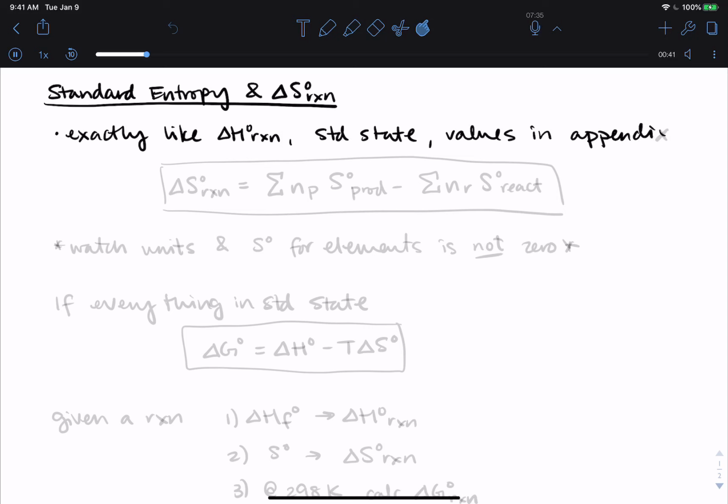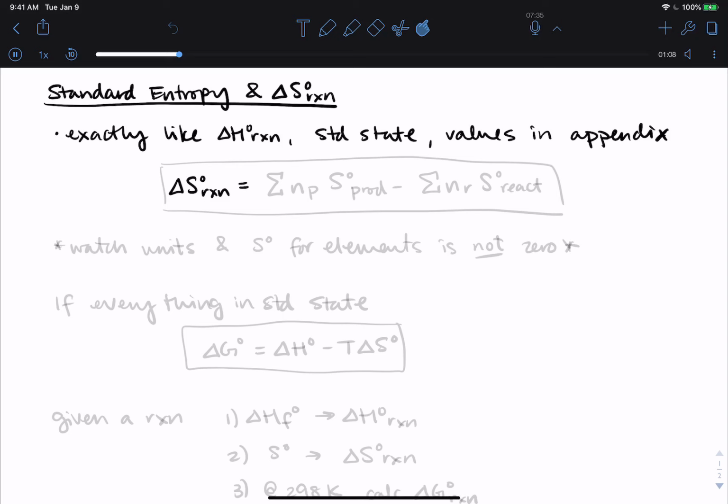So in your appendix, one of the columns that we've not yet used is the standard entropy for a substance. So if we wanted to calculate a delta S under standard conditions for a reaction, it is a state function. We can do products minus reactants. And the equation looks exactly like your delta H equation.